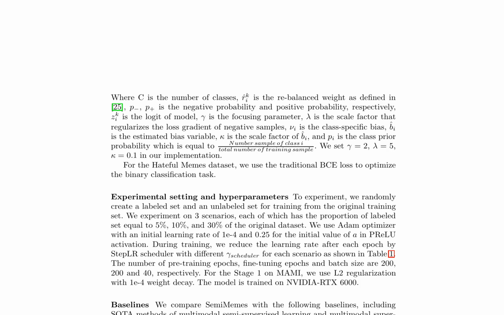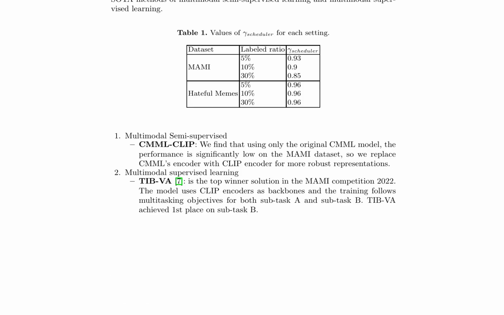The rebalanced weight mechanism is defined as R_{k,i} equals P plus P^, gamma 1, Z_{k,i} plus nu_i, lambda B, where R_{k,i} is the rebalanced weight, P plus and P are the positive and negative class probabilities, Z_{k,i} is the logit of the model, gamma is the focusing parameter, lambda is the scale factor, nu_i is the class-specific bias, B is the estimated bias variable, and kappa is the scale factor of B.